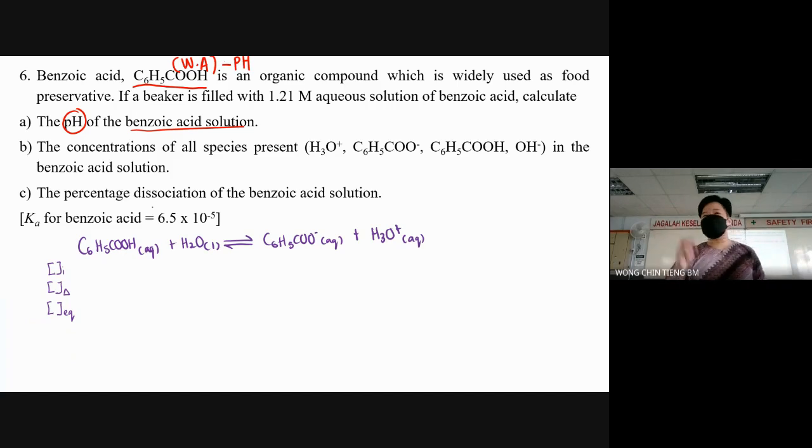But for those who use water, since the ICE table is in terms of concentration, water is a liquid, so it will be ignored. Remember your chapter 6? We don't use zero, we use a dash. Starting off with the initial: if a beaker is filled with 1.21 molar of benzoic acid, then 1.21 molar is my initial. What would be the initial for my product?